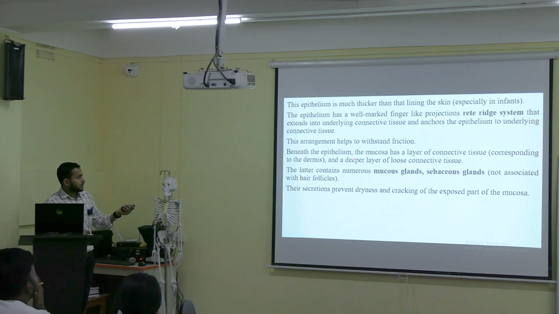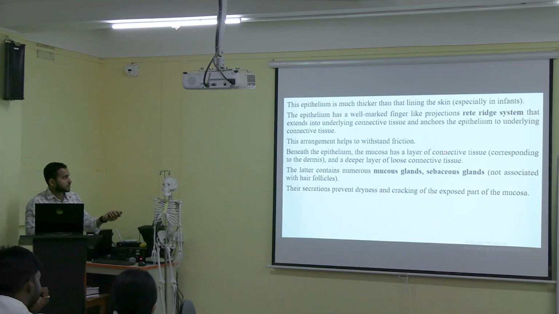Next, beneath the epithelium, the mucosa has a layer of connective tissue. Just below the lining epithelium, a layer of connective tissue is there. Along with that, a deeper layer of loose connective tissue is also present. Corresponding to the dermis, a deep layer of loose connective tissue is present.